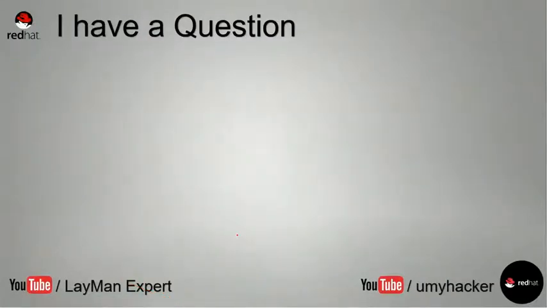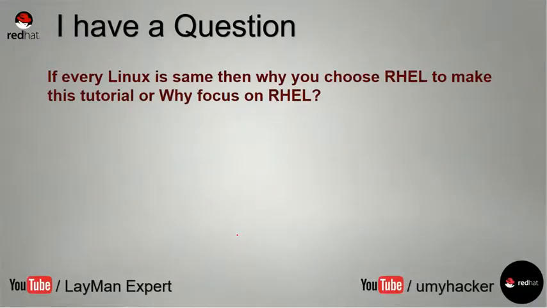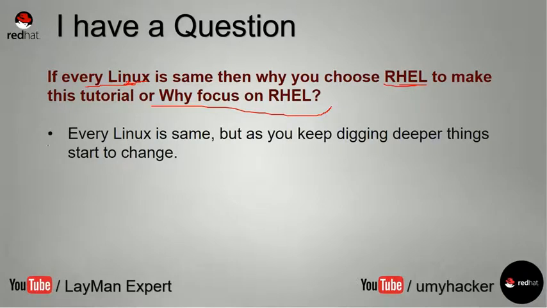So you can ask a question: as I said, every Linux is the same and there are more than 3,000 flavors, so if every Linux is the same, then why did I choose RHEL, Red Hat Enterprise Linux, to make this tutorial, and why focus specifically on RHEL? I could have taught you about anything like Ubuntu, Gentoo or Fedora, but why choose RHEL? The answer is that every Linux is the same, but as you keep digging deeper, things start to change.